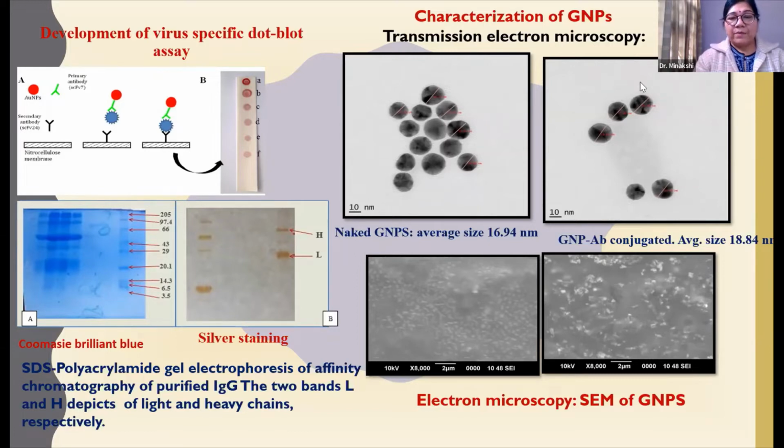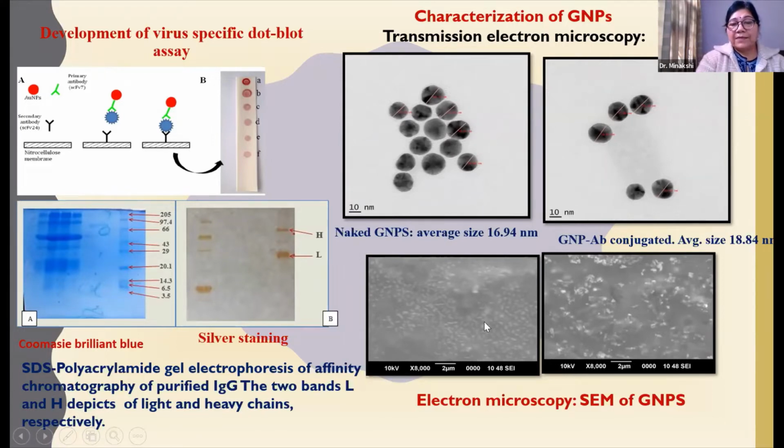By TEM and SEM, you can see here that these are small particles in nano scale, and we have conjugated these nanoparticles with primary antibodies. The conjugated particles can be used for detection of the presence or absence of the disease in biological samples. And this is how the size varies when it is conjugated with the antibody. Size is 16 nanometer, and it changes to 18 nanometer.